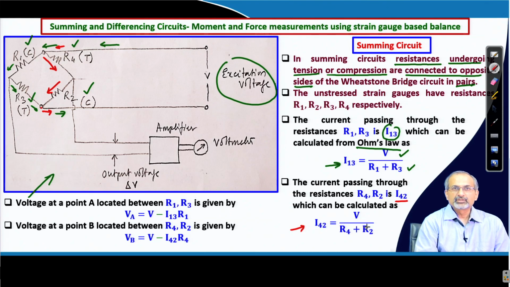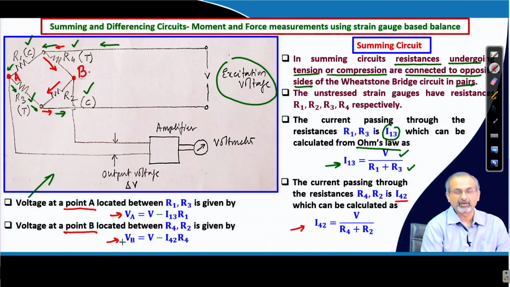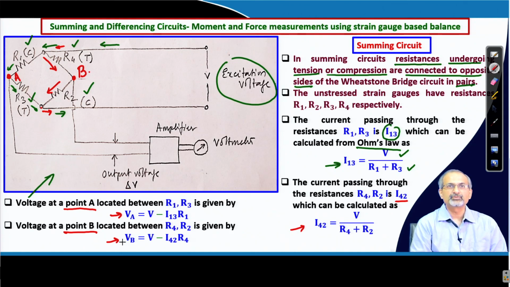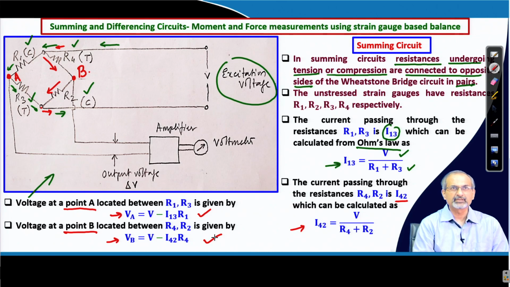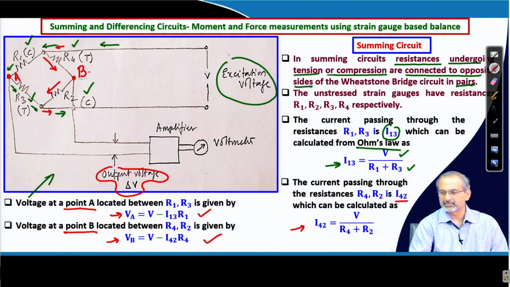Once you calculate those currents, you can also calculate the voltages at 2 points. Let us locate these points. We will call this point as A and this point as B. We can calculate what V A and V B are based on the voltage drops once the current has moved through one of those resistances, either R 1 or R 4 respectively for V A and V B. What is the advantage of doing this? In that case, we should be able to get the output voltage, which is the potential difference between those 2 points.